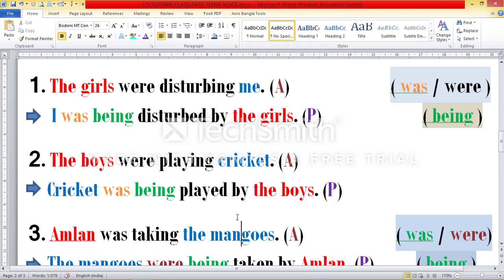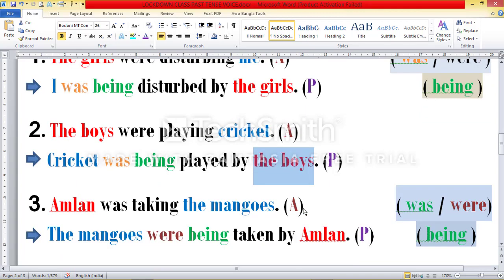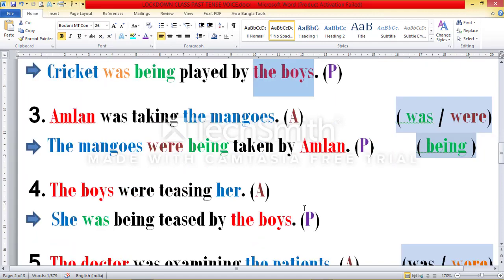Then the preposition that generally comes after the past participle form of the verb is by. So by has come here. Then, as you know, the subject of the active form will be the object of the passive form. So the boys here has become object. So the passive form of the sentence, the boys were playing cricket, is cricket was being played by the boys. Now let's go to the third sentence.